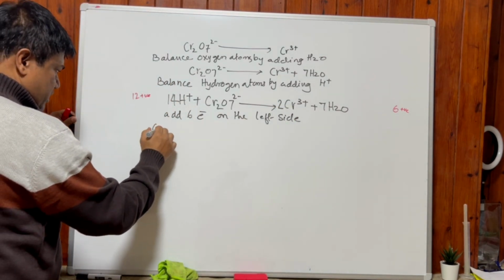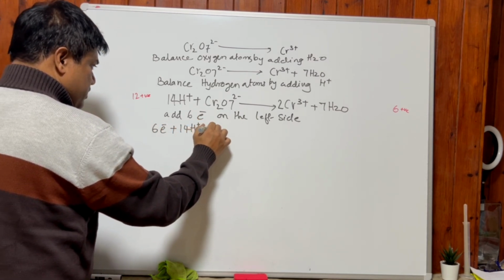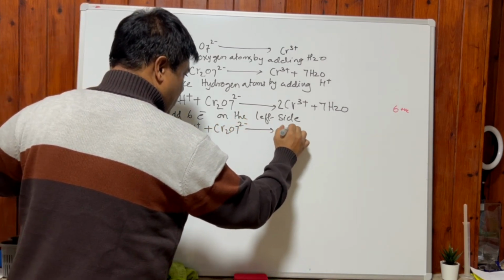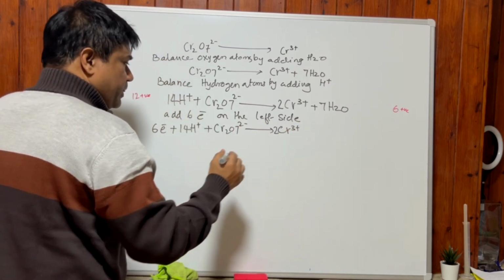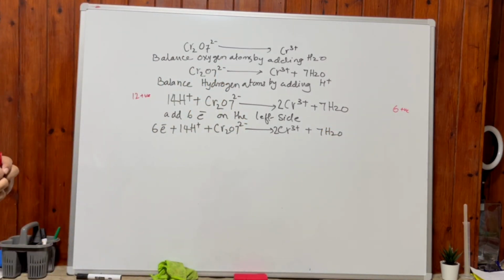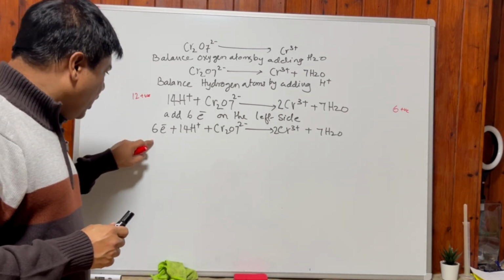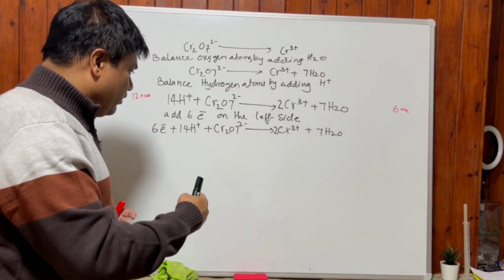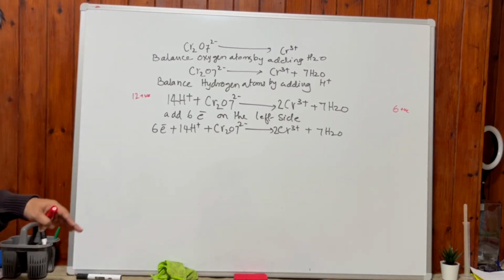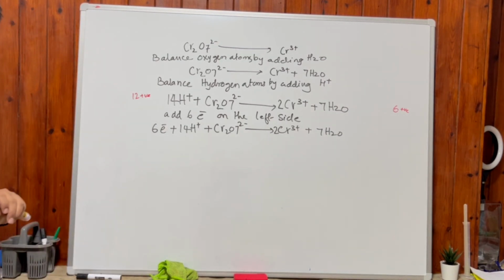6 electrons + 14H+ + Cr2O7 2- becomes 2Cr3+ + 7 water molecules. Now check whether everything is balanced. Why do I keep telling you to check? If you don't check one half equation and try to balance everything, you will get a wrong answer at the end when you add both equations. So check every time whether this half equation is balanced or not.